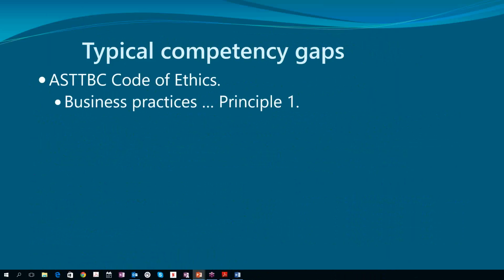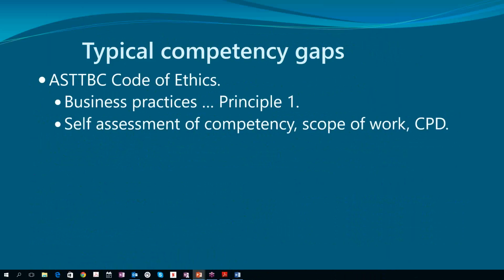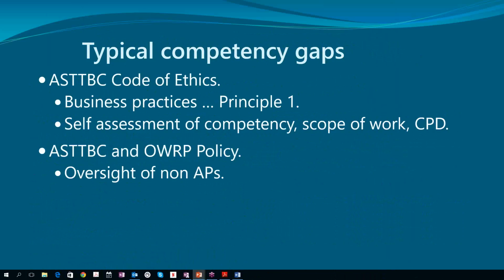Code of ethics, business practices, self-assessment of competency, scope of work, doing CPD. That's the short path to trouble if you're not familiar and complying with the code of ethics. And then the policy, including things like oversight of non-authorized persons. The short version is that if you have staff or helpers or whatever who aren't ROWPs, you have to provide adequate oversight, which means basically you have to be there more or less 100% of the time. And that's all laid out in policy.